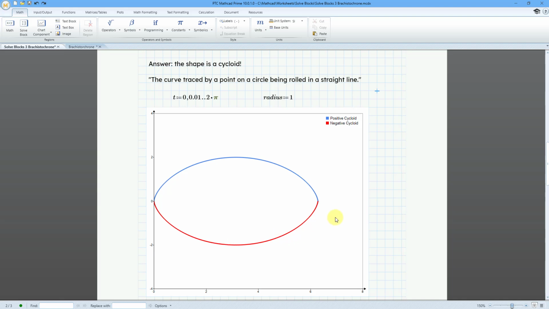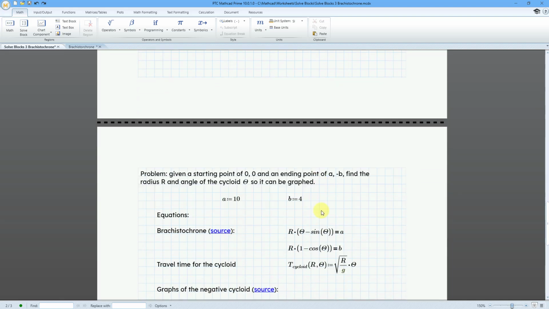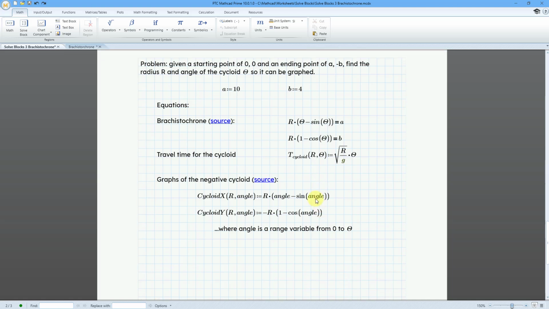And again, there are a ton of videos where you can take a look at how this was solved. There's some really unique solutions to this problem. It's just some brilliant stuff. So anyhow, let's go to the problem that we want to solve with a solve block. And so we're going to start at a point of 0, 0, and we want our ending point to be a horizontal distance of A and then a vertical drop of B. So the ending point will be A, negative B.